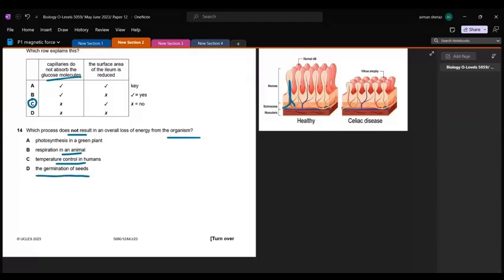The germination of seeds. Now when the seeds grow, they do need energy, but there is breakdown of certain chemicals as well, and that releases heat energy.